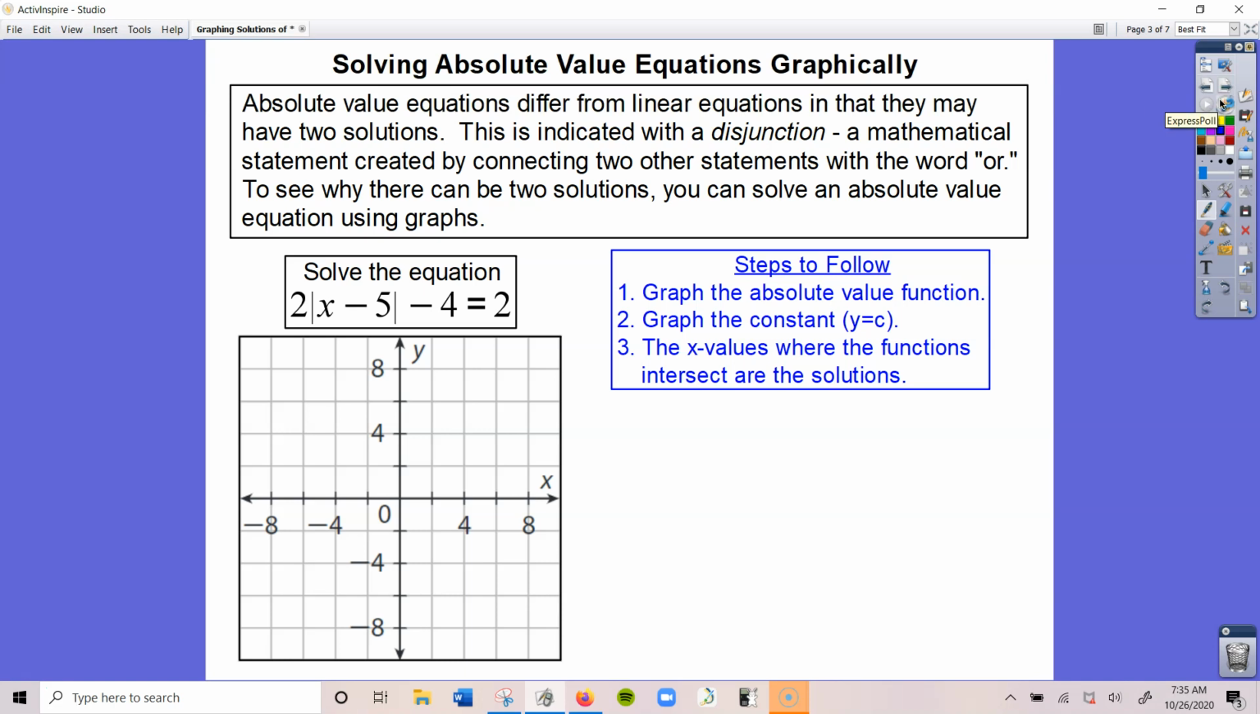Now, when we're graphing an absolute value inequality, we're going to do the same thing that we were doing before. We are going to graph the absolute value part first. So ignore the inequality part until after. So we're going to look at this part of my equation, the 2 absolute value of x minus 5 minus 4. We're going to go ahead and do what we just did.